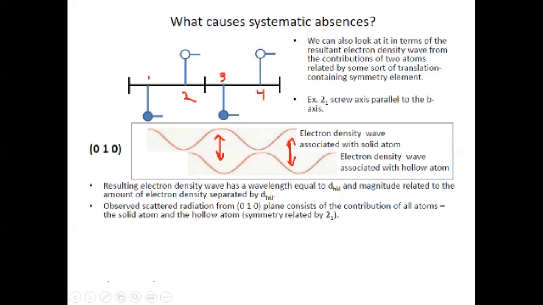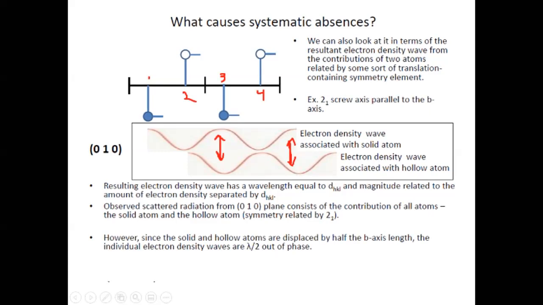And so based on this absence of the 0, 1, 0, we know that this particular crystal would have a 2-1 screw axis in it. So this is just everything that we just talked about. Again, the hollow atoms have the lambda over 2 out of phase, which causes destructive interference. So the 0, 1, 0 was not present, so you wouldn't see any intensity for the 0, 1, 0 reflection plane.